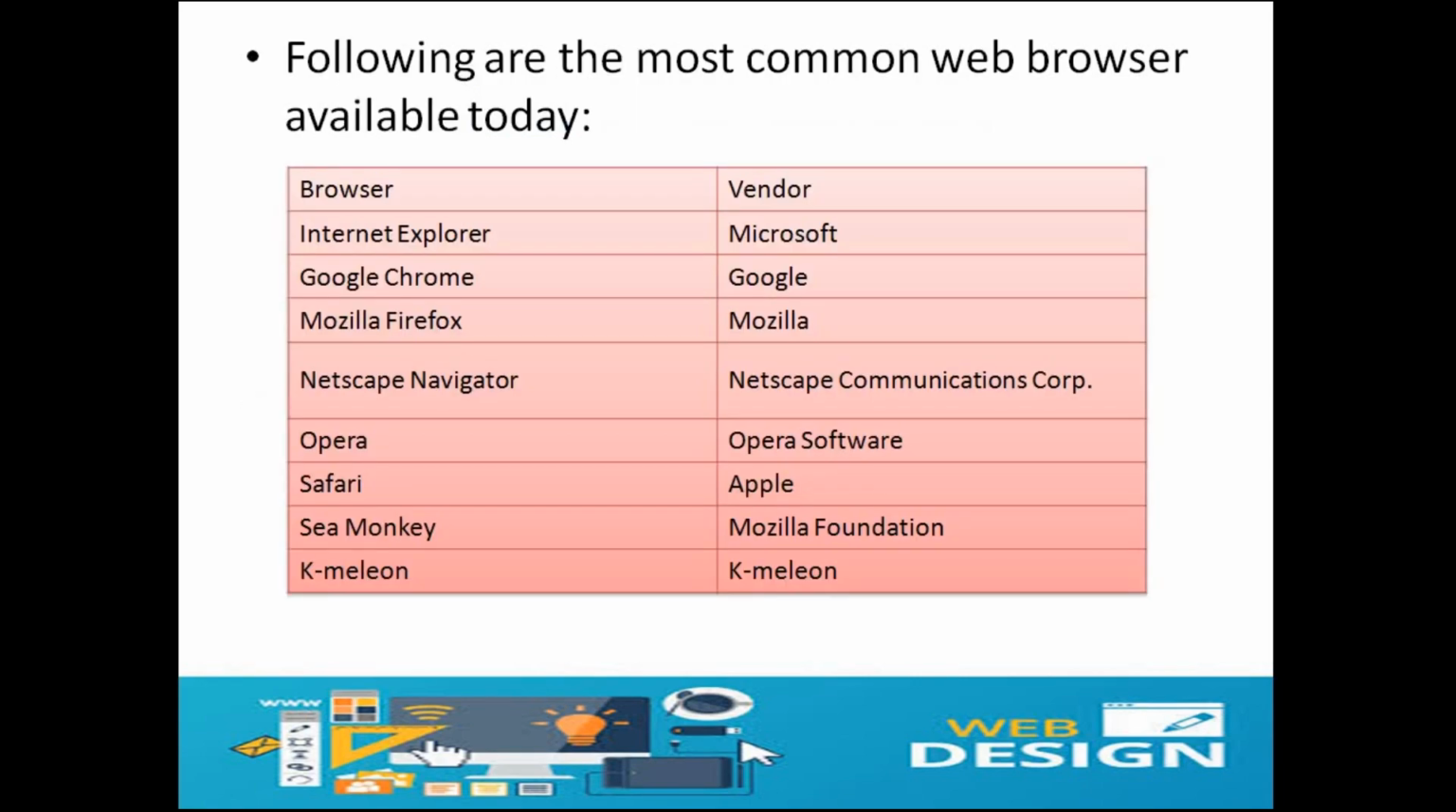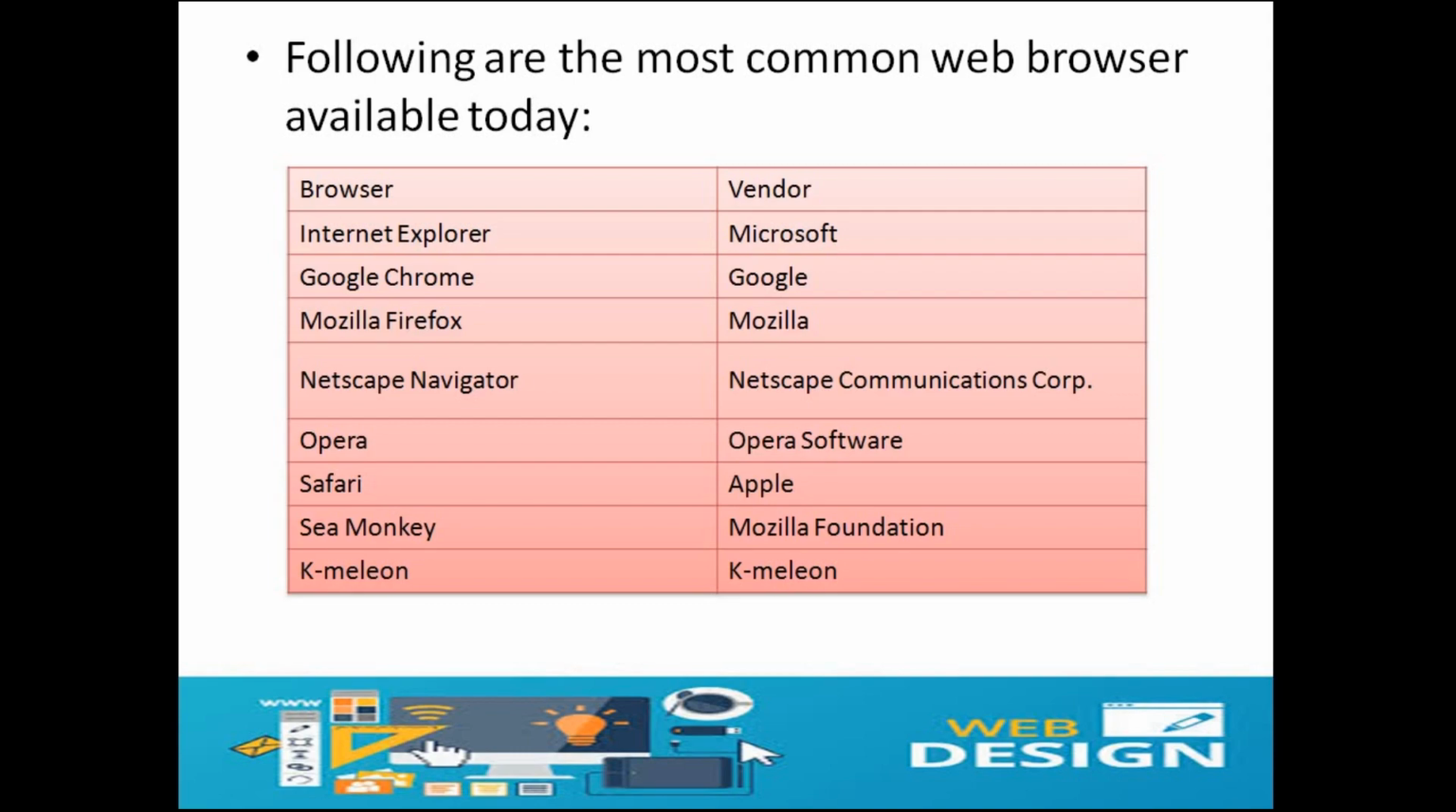Here are some examples of the most common web browsers: Internet Explorer, Microsoft, Google Chrome. Internet Explorer is a product of Microsoft, Google Chrome is a product of Google, Mozilla, Opera. So these are some examples of web browsers.